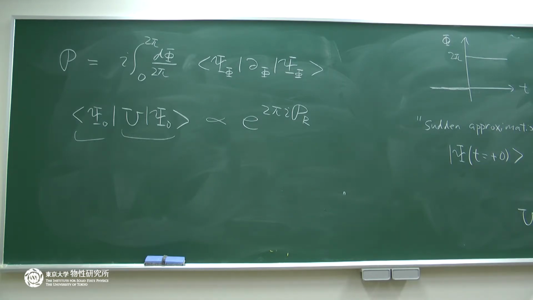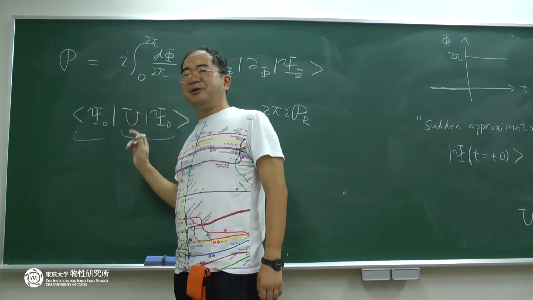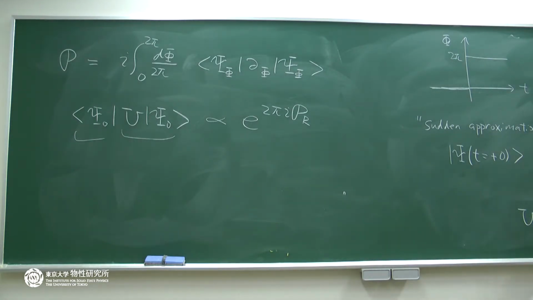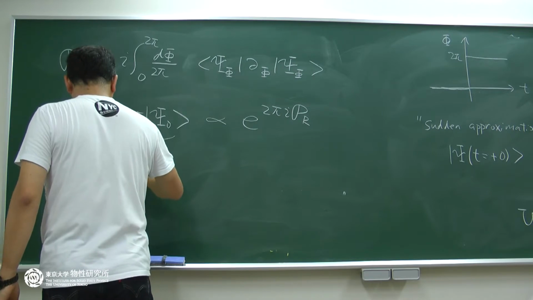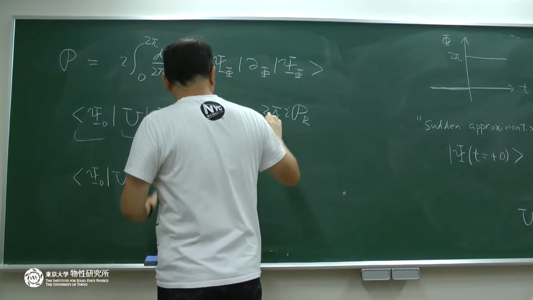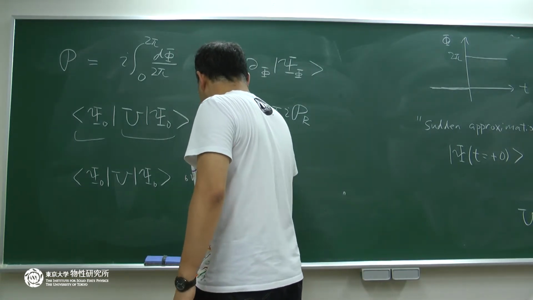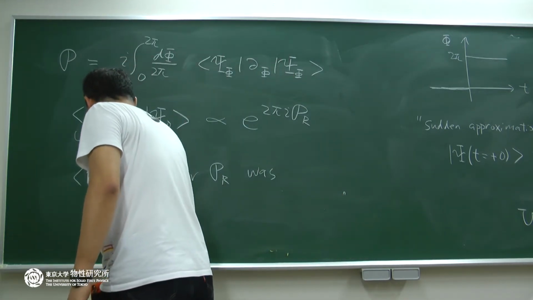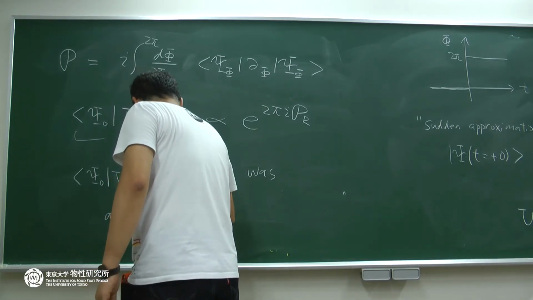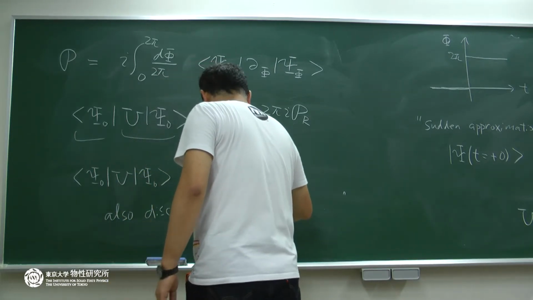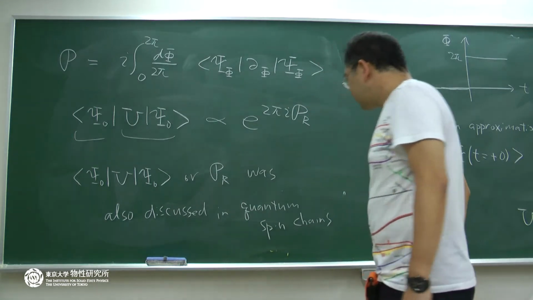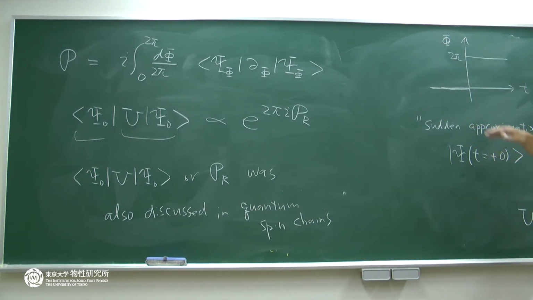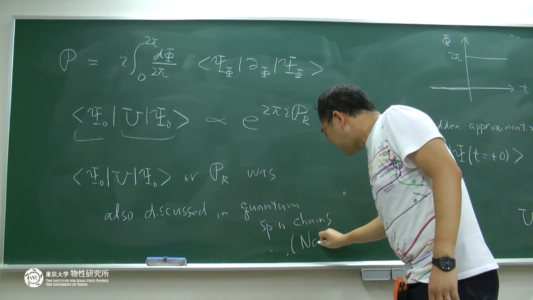Another thing I want to mention is that the quantity essentially identical to Lester's polarization was also discussed in another context, that is, quantum spin chains. I thought it was earlier, but I guess around the same time, independently by Nakamura-san and Todo-san.